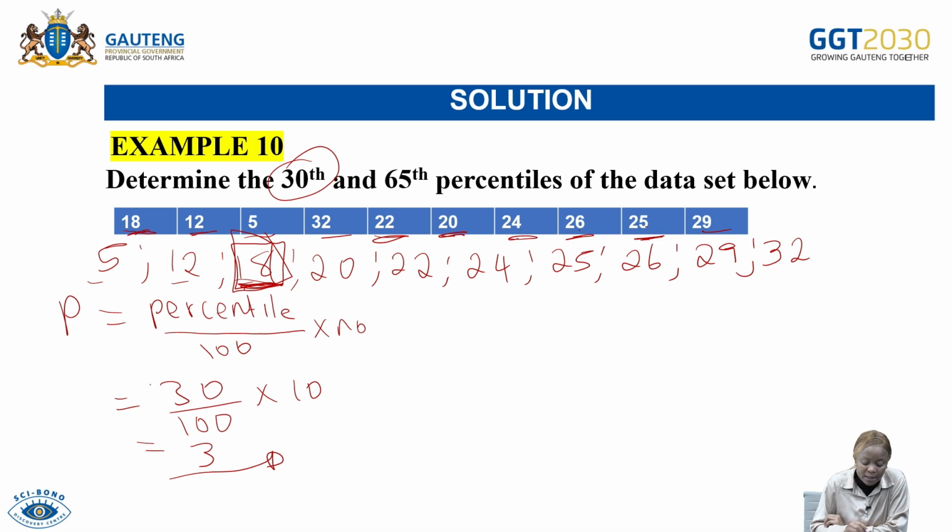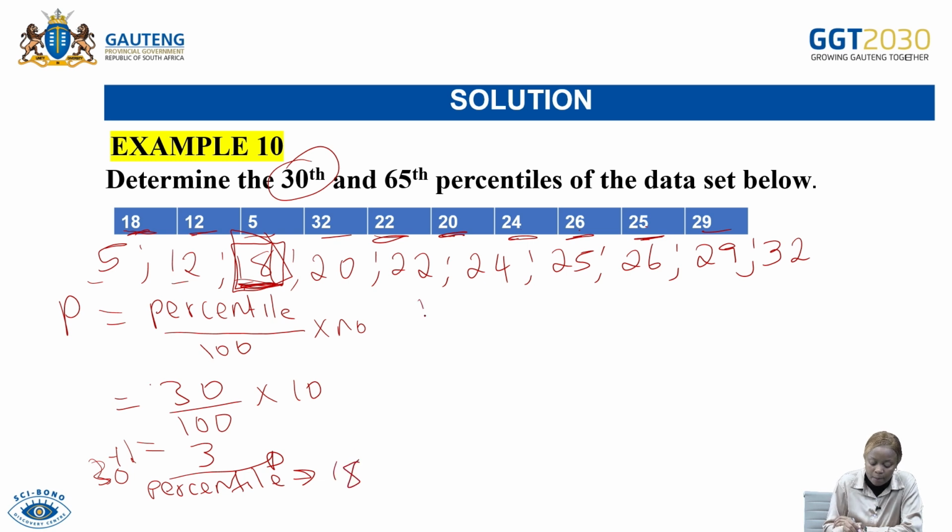So it means that 30% of my data set lies below or at 18. So my 30th percentile, which is in position 3, is 18. Or 3 values of my data set lie at or below the 30th percentile.